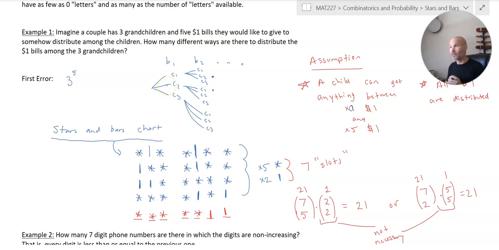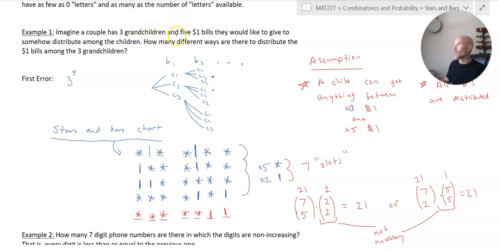In our previous problem, we faced a new challenge. We had 5 copies of one distinct item. So we had 5 $1 bills, and we needed to figure out how to count how many ways there are to distribute those among 3 grandchildren.